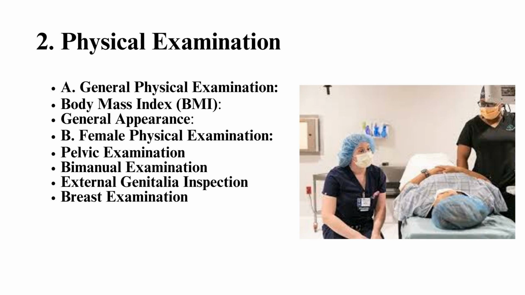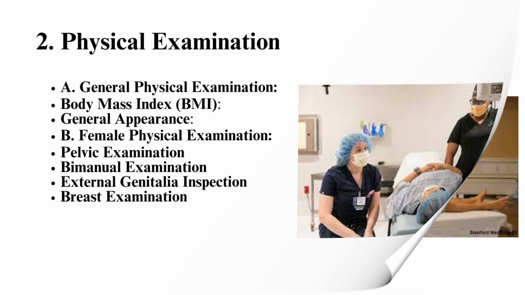External genitalia inspection: check for signs of abnormal development such as clitoral enlargement, which could suggest androgen excess, or any signs of infection. Breast examination: check for any abnormalities including discharge or asymmetry, which could indicate hormonal imbalance.